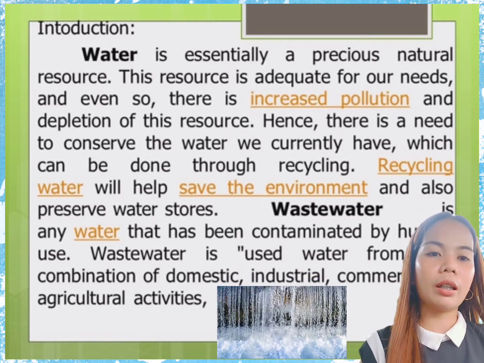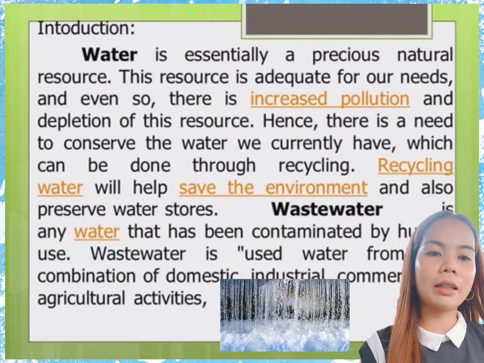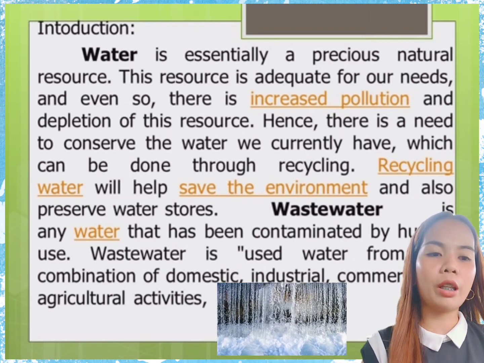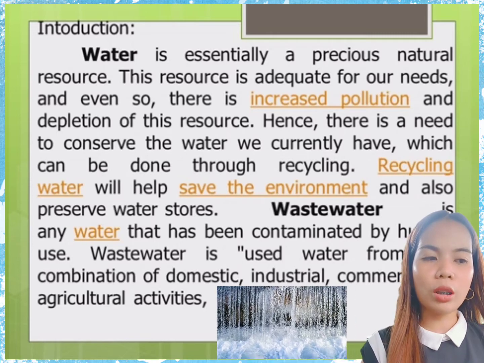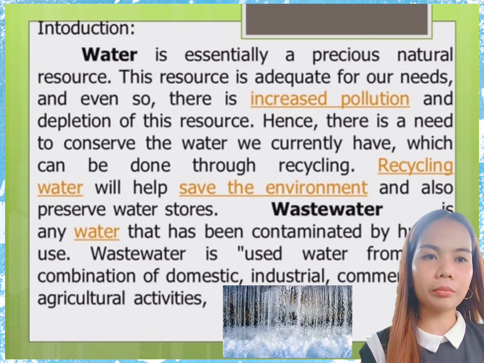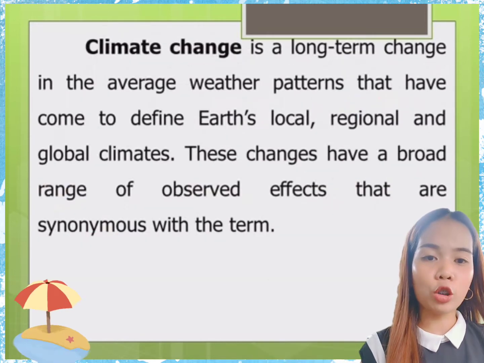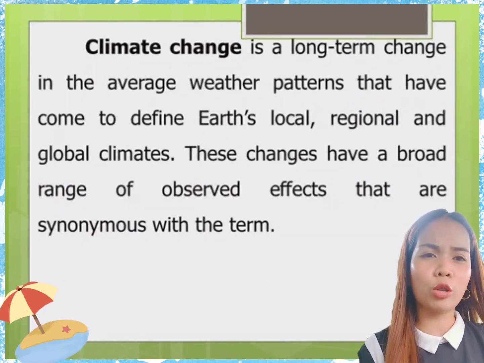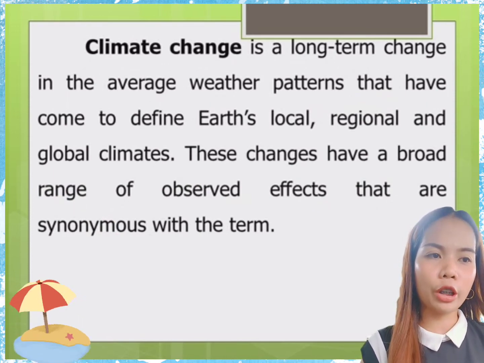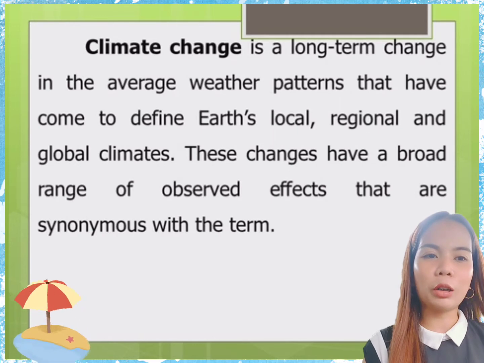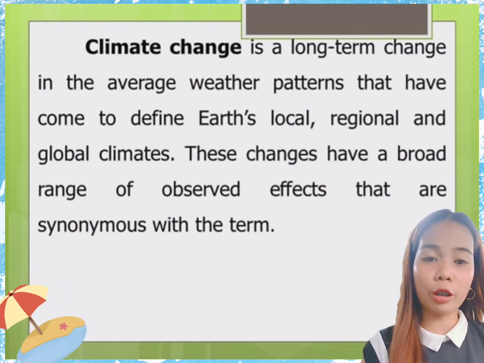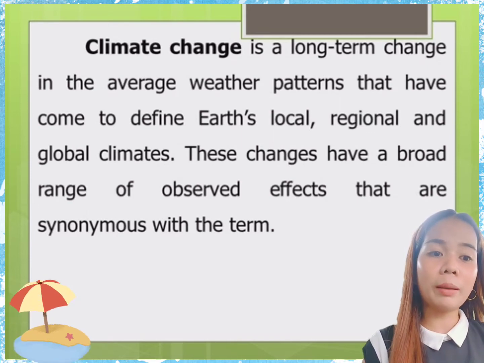Wastewater is any water that has been contaminated by human use. Wastewater is used water from any combination of domestic, industrial, commercial, and agricultural activities. So what is climate change? Climate change is a long-term change in the average weather patterns that have come to define Earth's local, regional, and global climates. These changes have a broad range of observed effects that are synonymous with the term.